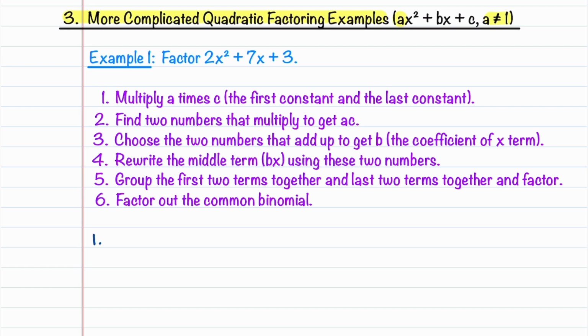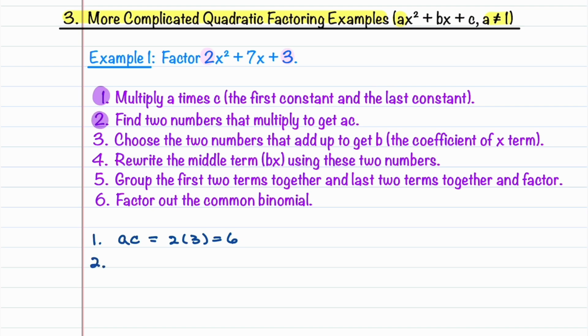Our first step says to multiply a times c. Okay, so let's go up here and let's highlight. This is a, and this is c. So we can say that a times c is 2 times 3, which is equal to 6. Now let's go to our second step.